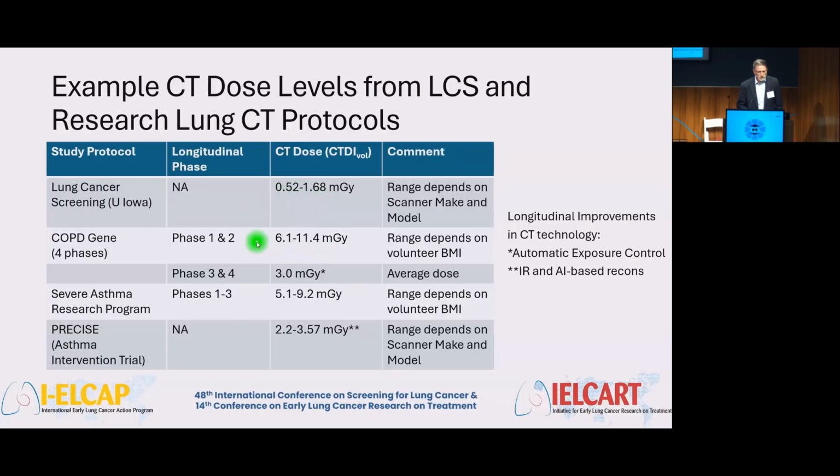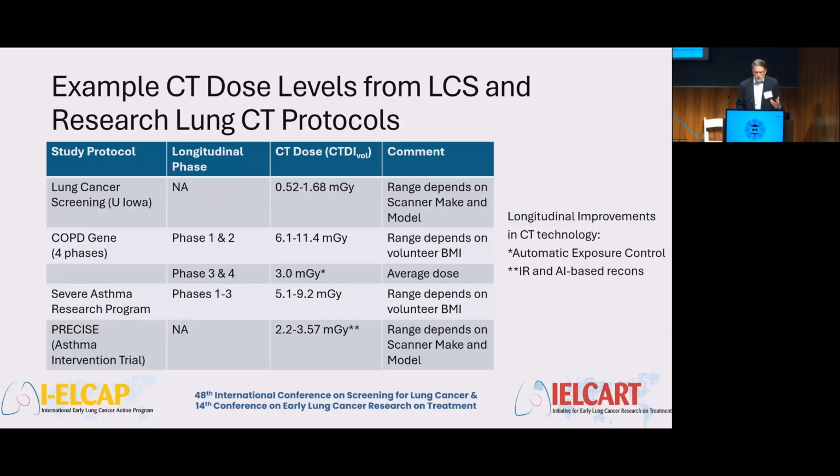And then COPDGene, the early phases of that was using 6.1 to 11.4 milligray, depending on the BMI of the volunteer. That then went to a 3 milligray low dose scan subsequently in phase 3 and 4. Similarly, for the severe asthma research program, we had a comparable CTDIvol to the early phases of COPDGene. And then more recently, an extension of that SARP, which was an interventional trial, used a 2.2 to 3.57 milligray range. And I included these because I have these asterisks pointing out advances in CT technology that enable these low dose protocols to still achieve adequate image quality.